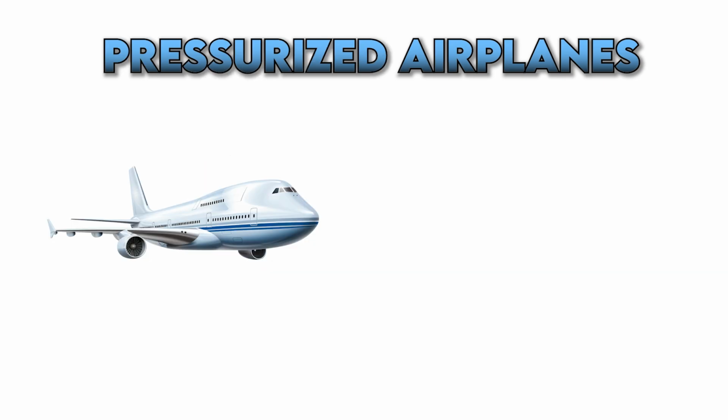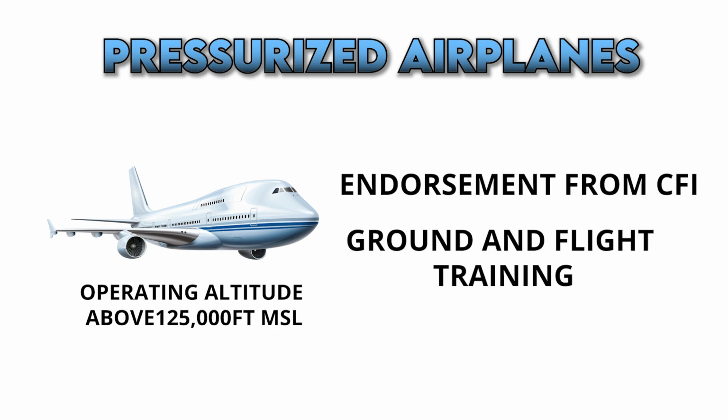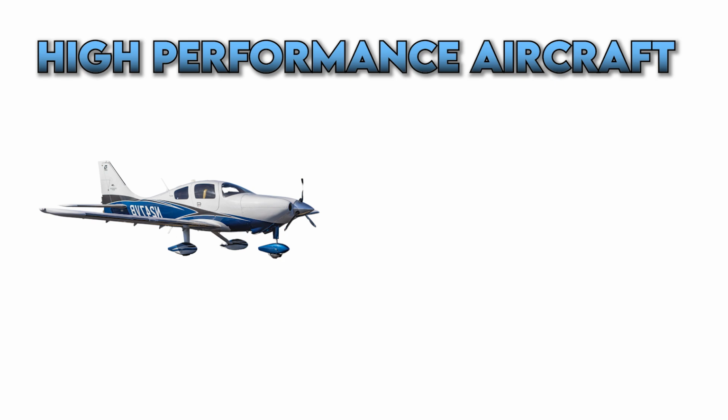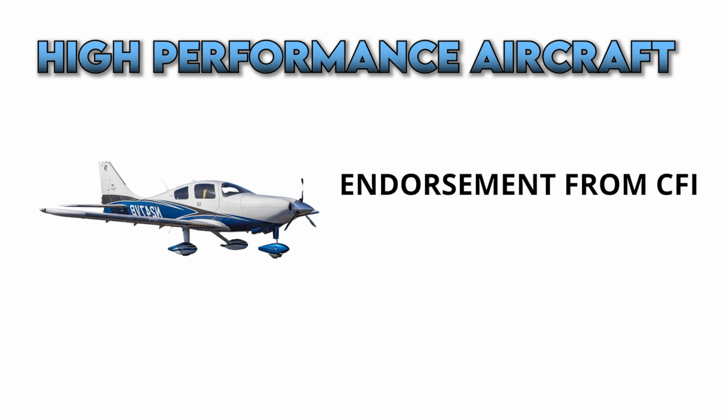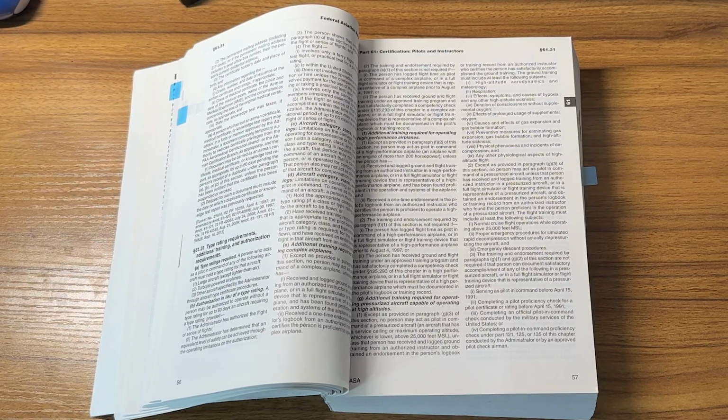Same with a pressurized aircraft. A pressurized aircraft is an airplane that has a service ceiling or maximum operating altitude above 25,000 feet MSL, mean sea level. This requires an endorsement from a CFI along with ground and flight training. The aforementioned high-performance aircraft requires an endorsement from a CFI along with ground and flight training, just like the other two. Here's some bad news to note. Even if you promise to not use the landing gear or over the 200 horsepower that you have in the plane, you still need to log ground and flight training and get the endorsement before you can be pilot in command of any of these kinds of aircraft.